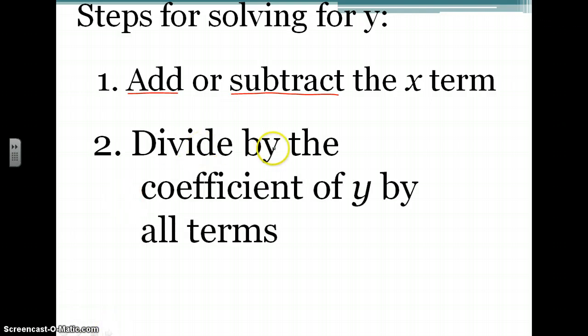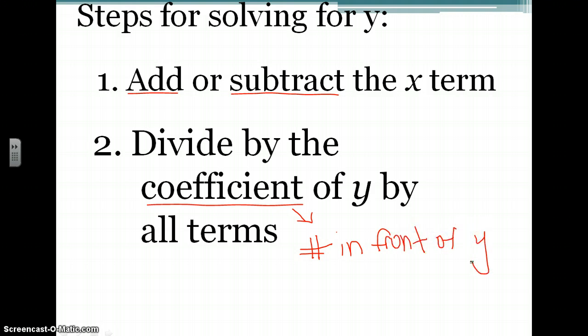Next, you're going to divide by the coefficient of y by all terms. Remember, coefficient just means the number in front of y. So it's the number in front of y that you will divide by. Those are the only two steps.